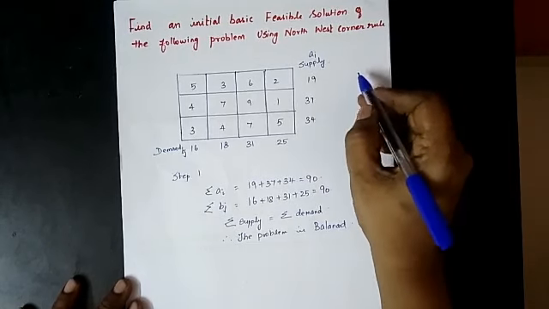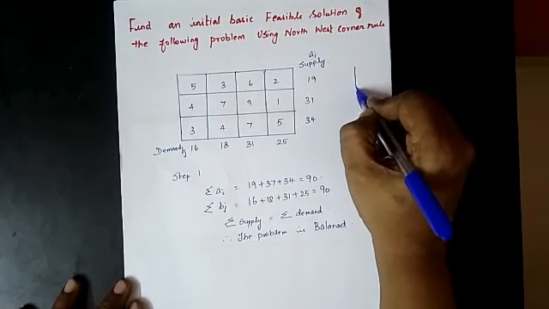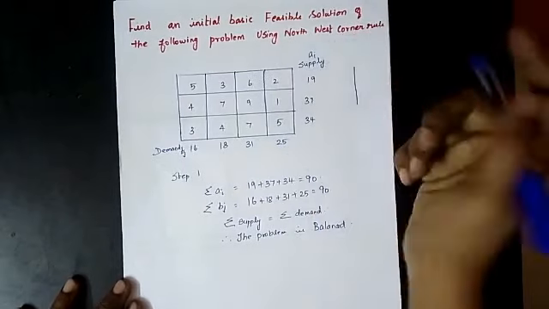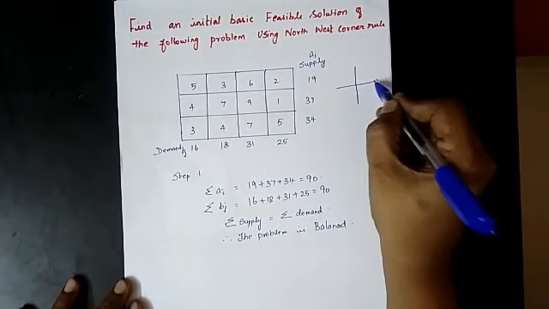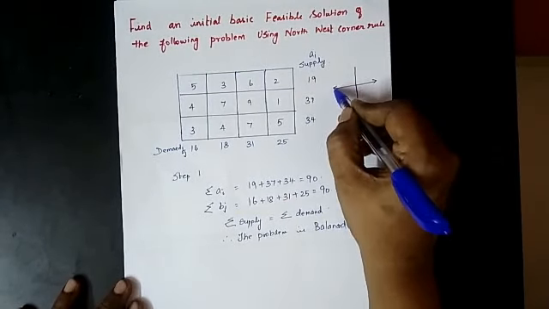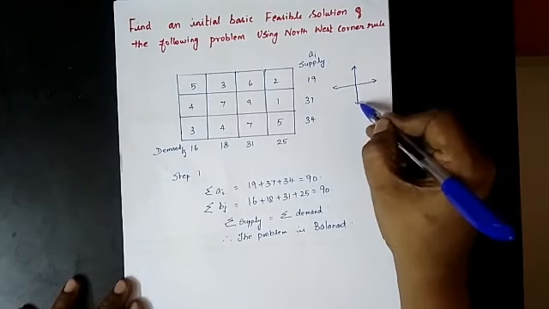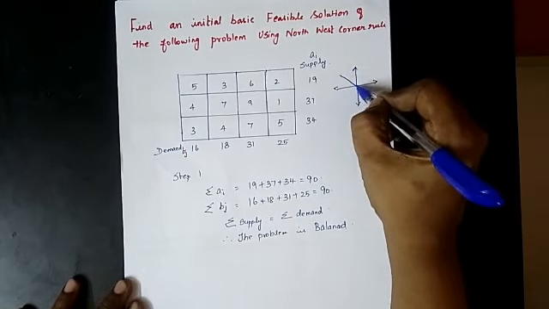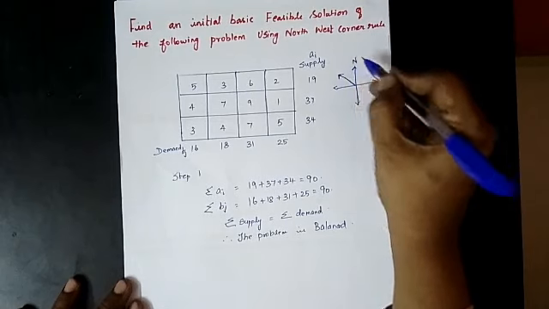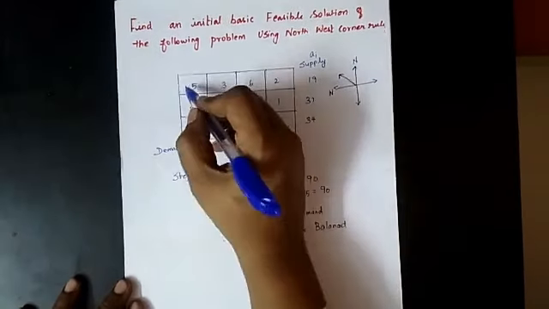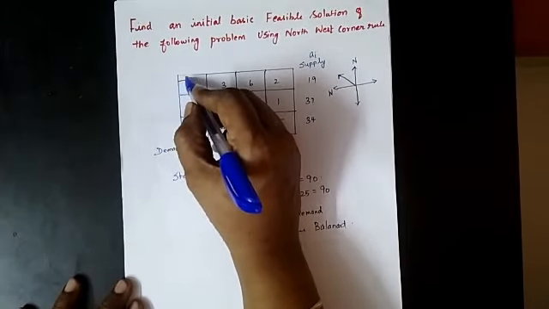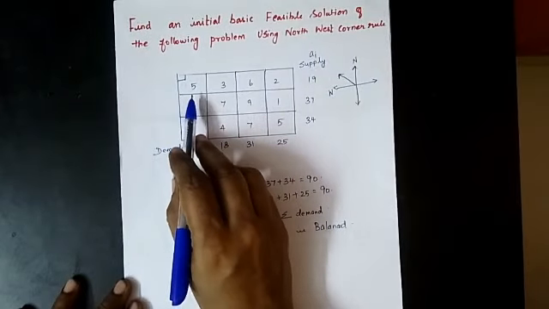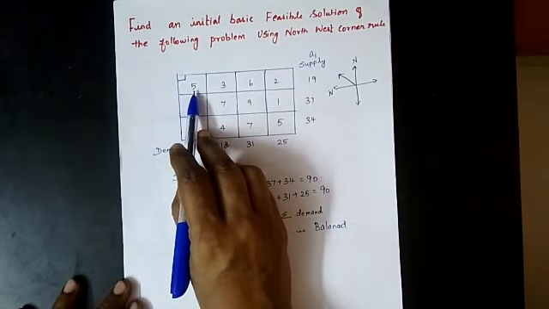Now the next thing is the northwest corner rule. That itself defines what we have to find. So this is the northwest position, this is north and this is west. So the northwest corner of the table is the first allocation that we have to consider.